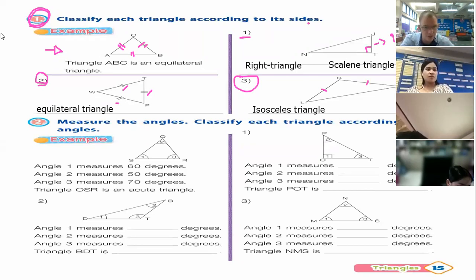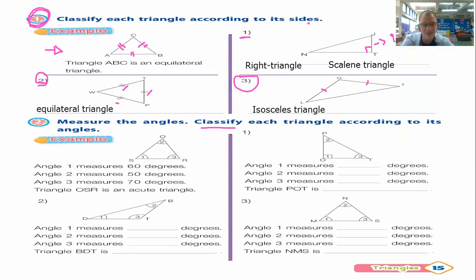So now they want us to measure the angles. We have to also classify each triangle according to its angles. So now we're looking a little bit more towards the angles and not the sides. So obviously for the first one, we have an example. So let's quickly run through the example before I let you guys try your hand at answering the rest of the questions. So here they give us a triangle SOR with 3 angles, number 1, number 2, and number 3.